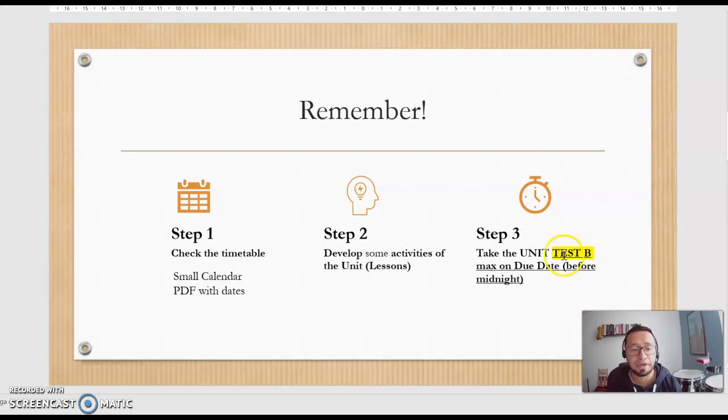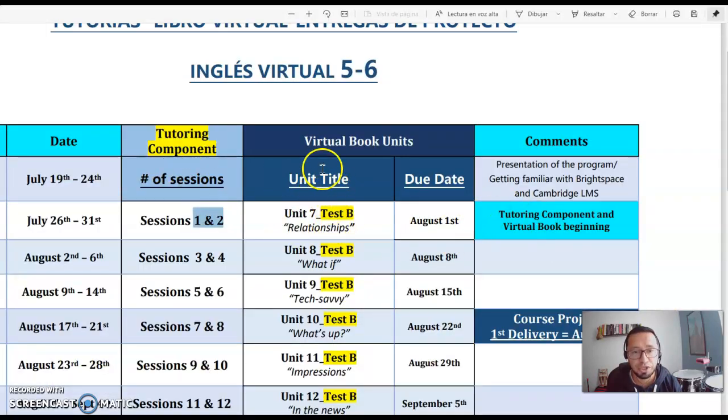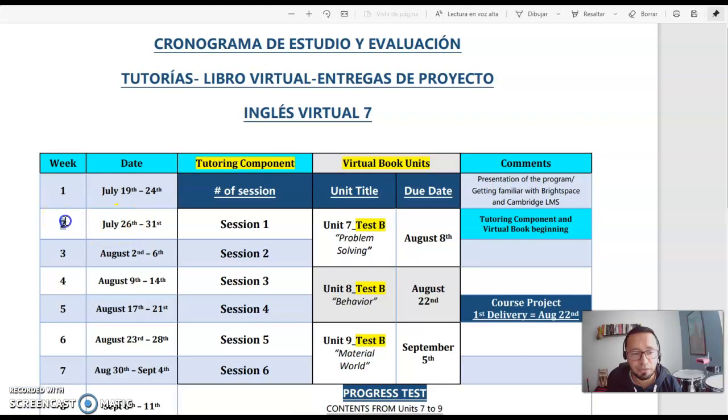Which timetable? Well, the one that I shared with you in a previous video that is similar to this one, okay, in which you will see the corresponding date, and also the units corresponding to the virtual book for that week. For example, if you are in the class 5-6, you are supposed to work on the unit 7 during this coming week, starting on July the 26th. But if you are in level 7, for example, during the week 2, July the 26th, you will be starting to work on the unit 7, but the due date for you to finish is August the 8th. Remember, for level 7, because this is only one level in one semester.